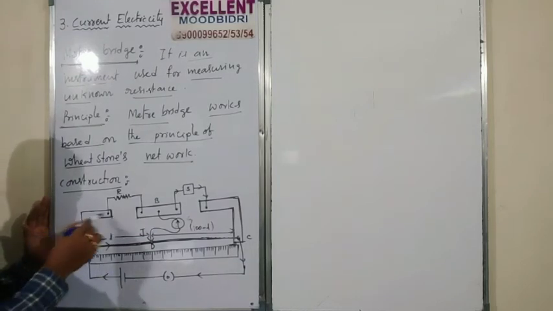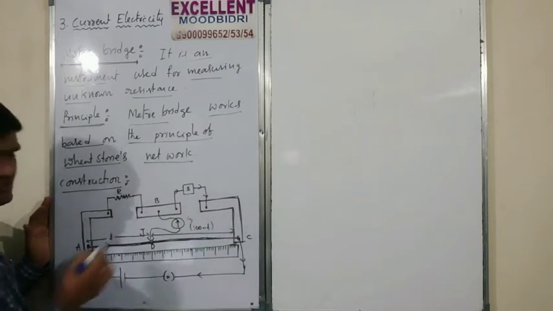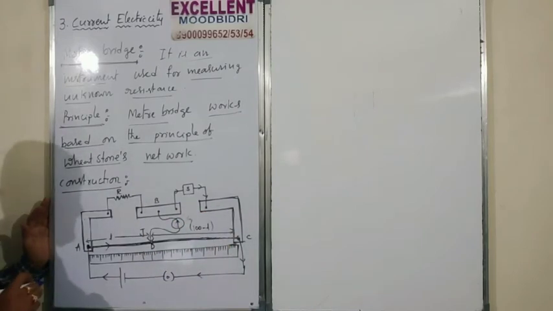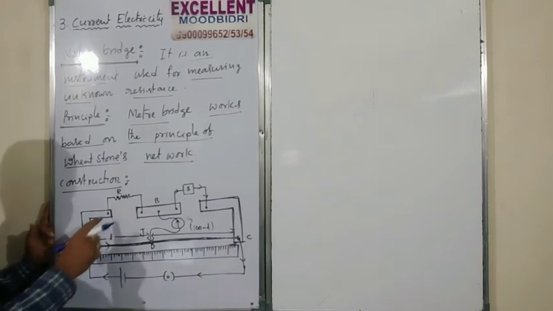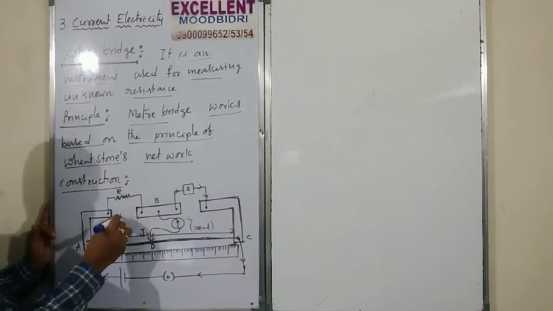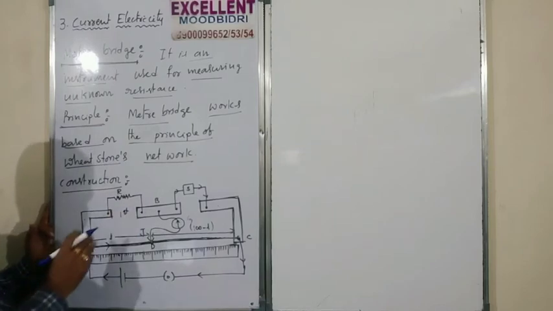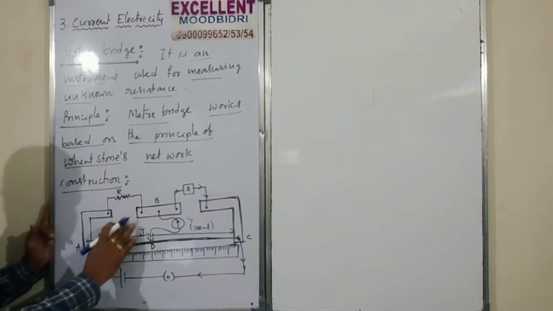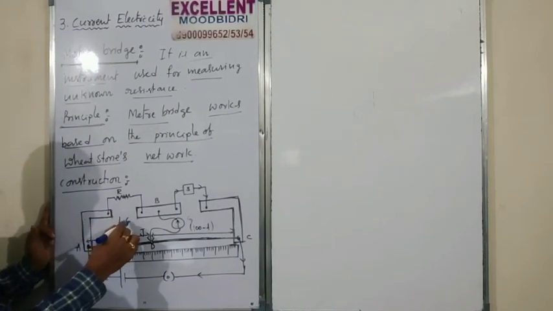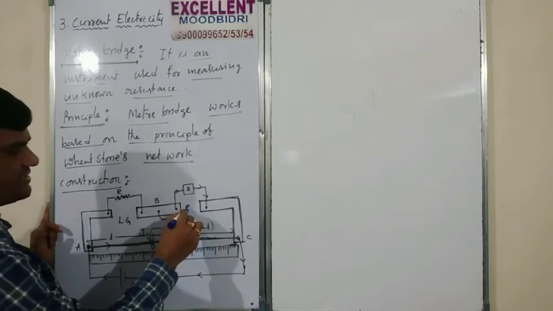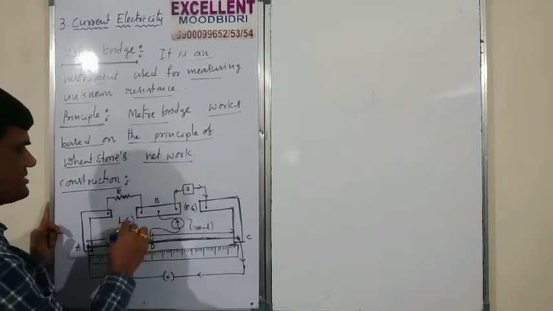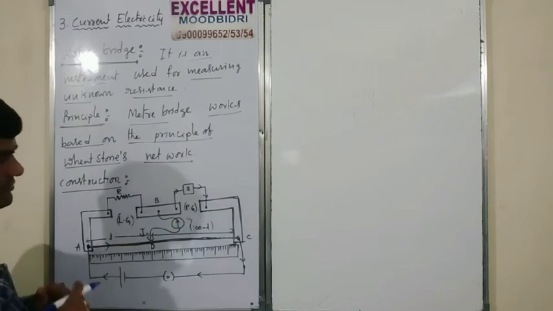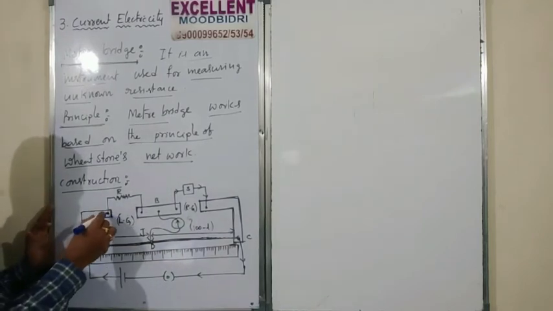This is the copper strips, copper plate, thick copper sheet plate. One, two, three. Right, here one gap will be there. This is the first gap, we can call it the left gap. This is the right gap. Left and right gap.